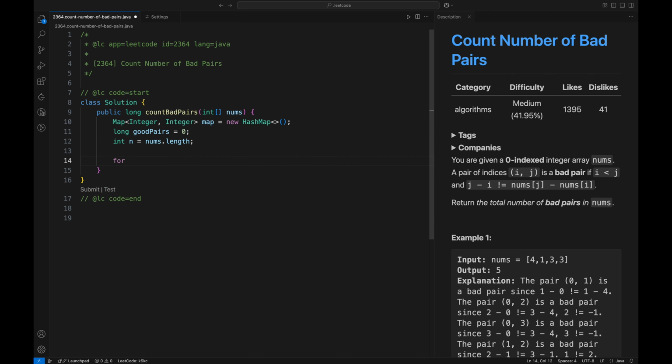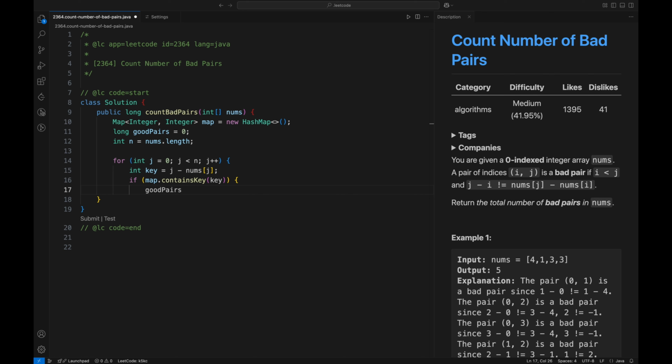and get the length of the nums array as n. Now we will iterate through each index j in the nums array and calculate the key kj as j minus nums[j] and check if the key has been seen before using the hash map. If the key is already present, then we will add the count from the hash map to the good pairs count and increment the count of this key in the hash map. But if the key does not exist, then we will add the initial count of 1 for it.